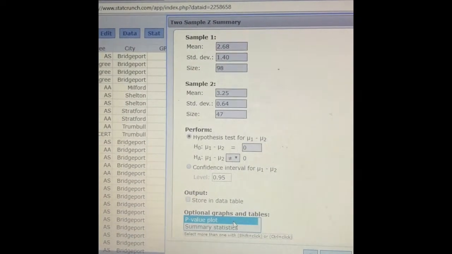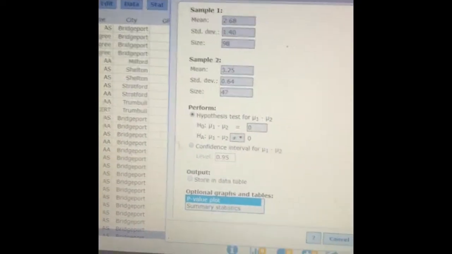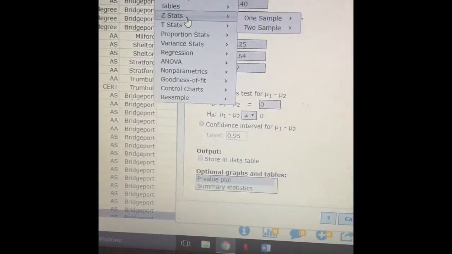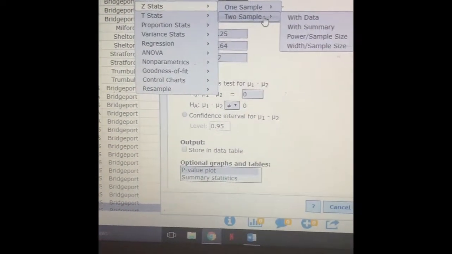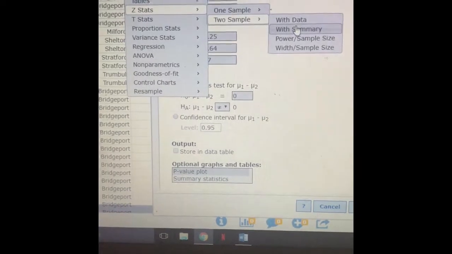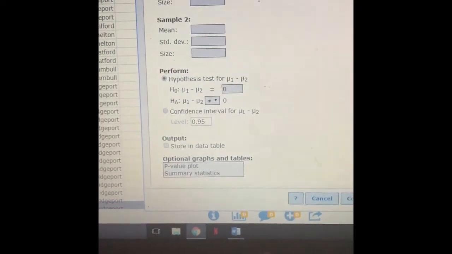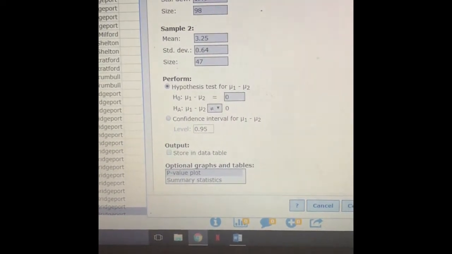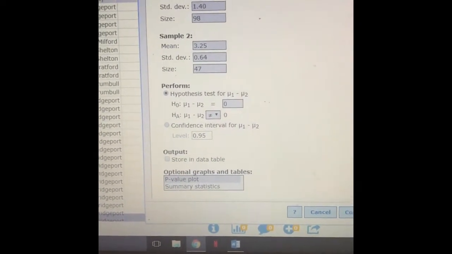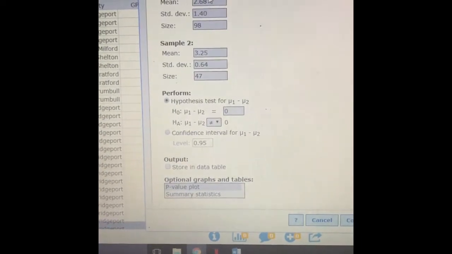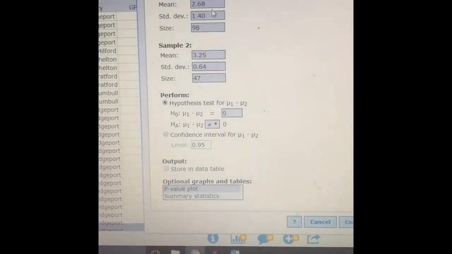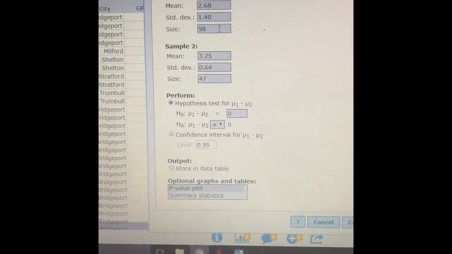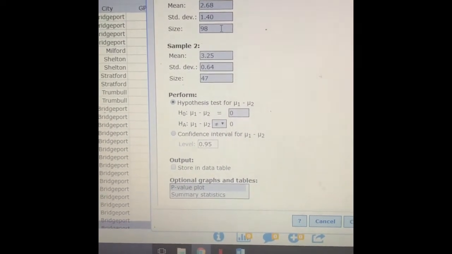Alright, now let's test both of the means. We're starting off with Stats, T Stats, Two Samples with Summary. And it's going to bring us to the page that we had earlier. The mean for sample 1, which would be students that did not use the writing center, is 2.68. Standard deviation 1.40. The size will be 98 students that did not use the writing center.